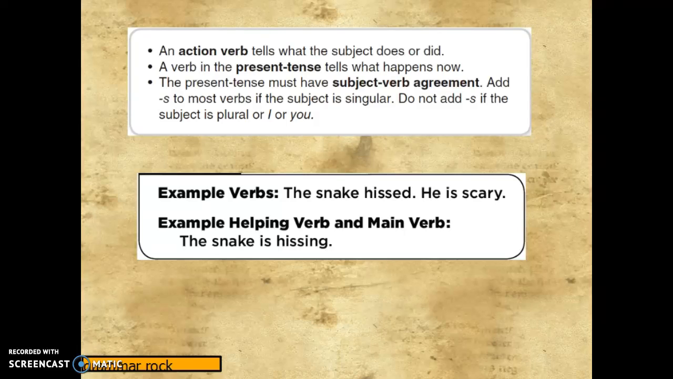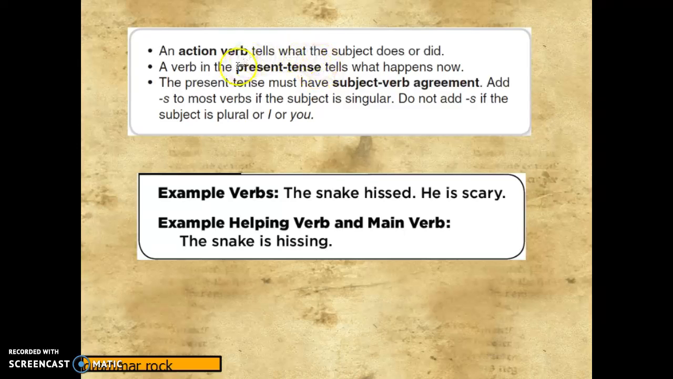So an action verb can be anything you can do with your body. So you might think of verbs like run, skip, jump. An action verb can also be a mind action, like think or like. Okay? So today we're going to talk about present tense.